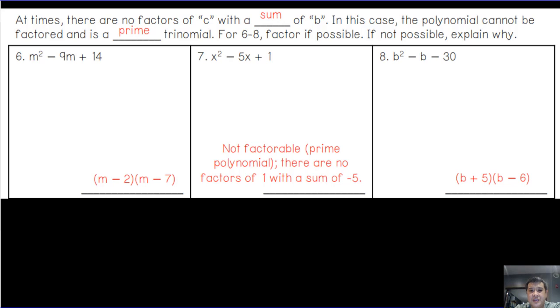You should have found that number 7 is not factorable. It is prime because there are no factors of 1 with a sum of negative 5. And then number 6 should have factored into m minus 2 and m minus 7, while number 8 should have factored into b plus 5 and b minus 6.